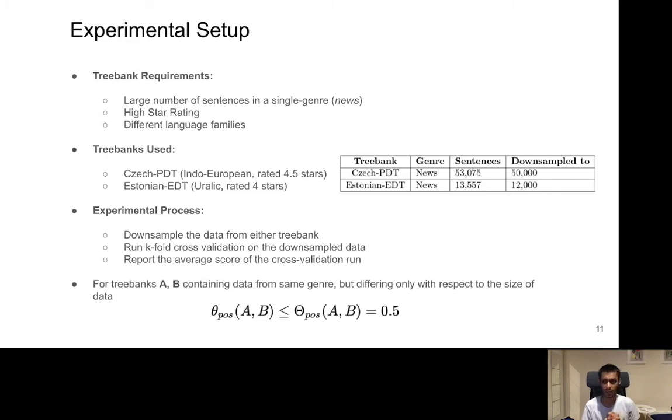We found that for treebanks containing data from the same genre but differing only with respect to the size of data, the theta POS of A and B was at a maximum value of 0.5. So in this case, capital theta POS would be 0.5 when the data differs only with respect to the size and not with respect to the genre.